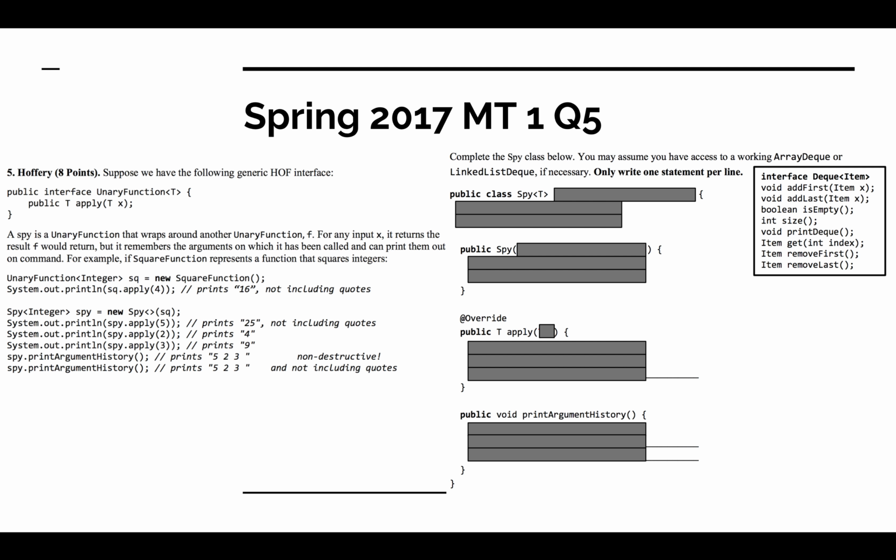So far it's been doing the same thing that sq has done. And then we can also print argument history, and it would print 5, 2, and 3. And it's non-destructive, so if you print it again, it would still print 5, 2, 3. So why don't you take some time to figure out how to fill in the SPI class. I'll give you like 5 minutes to do it. Feel free to talk to each other.